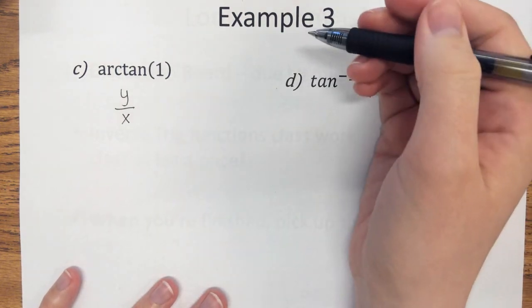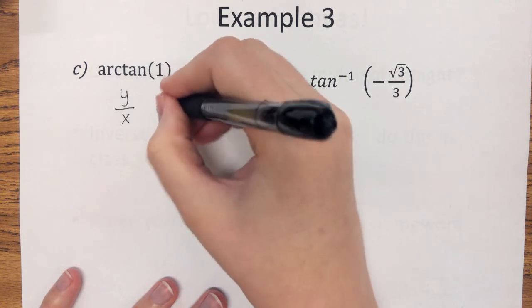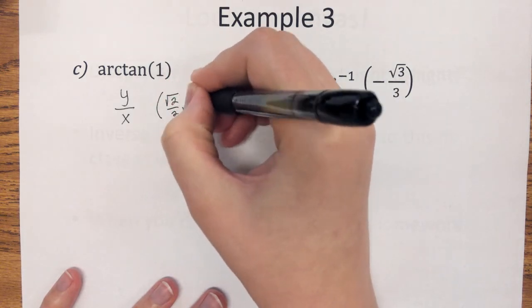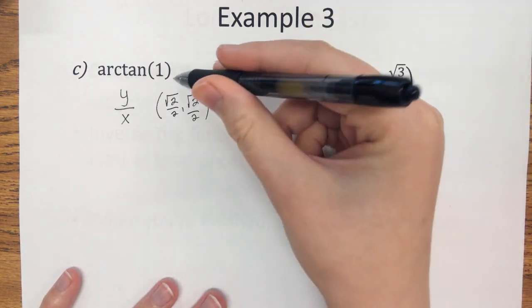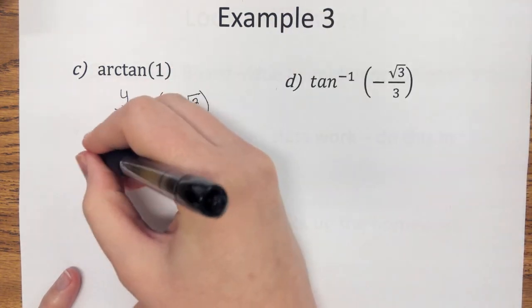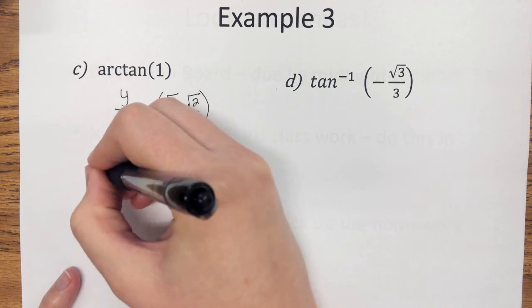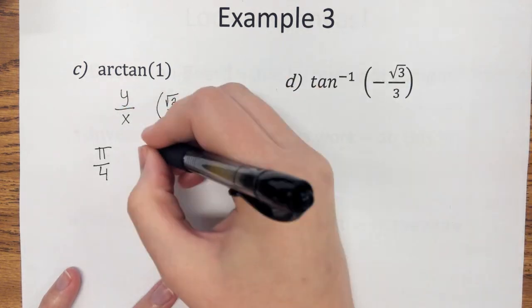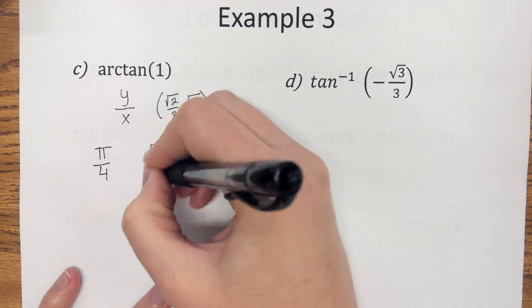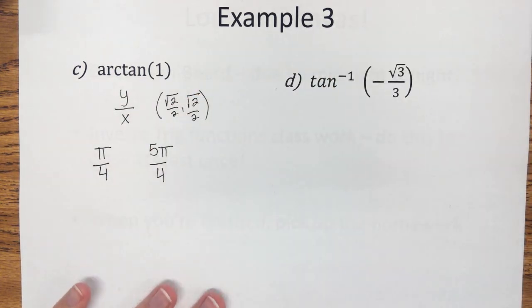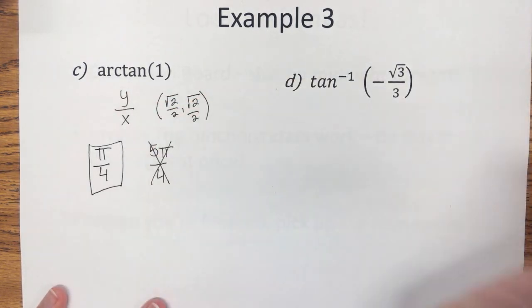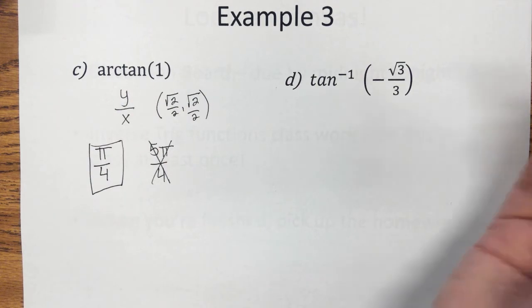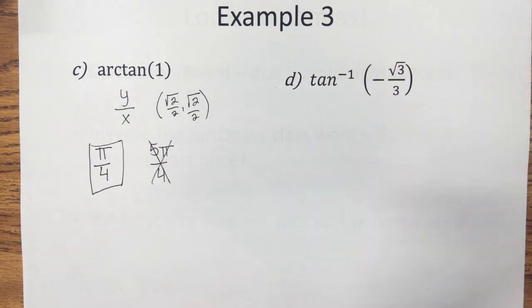Now the only points on the unit circle where y and x are the same number are those square root of 2 over 2 points, which happen at all of your multiples of pi over 4. Tangent's going to be positive in quadrant 1, which is 1 pi over 4, and in quadrant 3, which is 5 pi over 4. Now the restricted domain for tangent is the same as the one for sine, negative pi over 2 to pi over 2, which means pi over 4 is the only one that fits. Now that one's kind of easy because you can do the algebra in your head.